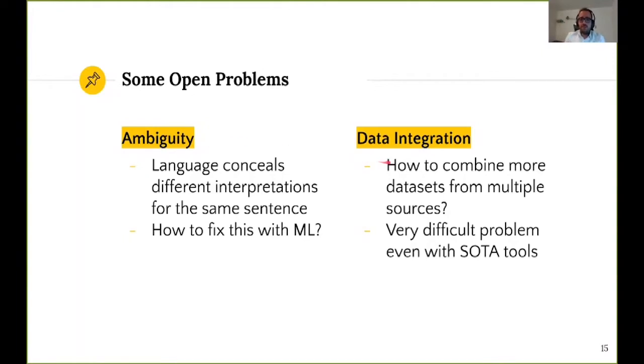The other problem is that of data integration. Now we're using a data set coming from Johns Hopkins University. But what if we get multiple data sets? How do we combine and aggregate them in a way which makes the system much more efficient? This is a very difficult problem, even with state-of-the-art tools.